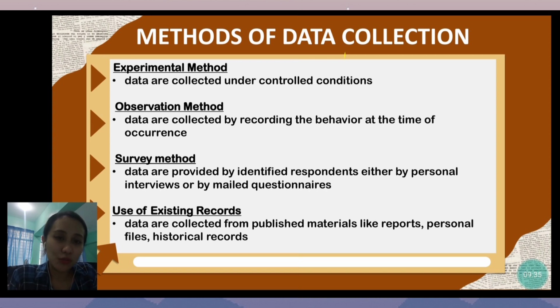Next, we have the use of existing records. Data are collected from published materials like reports, personal files, historical records. So this is actually very useful. Say for example, you would like to know the increase of population in a certain locality. You can gather information based on existing records. You can ask for the report of the population for the past years, and you can compare it to the next few years, given that there are already records in the certain locality or the certain municipality.